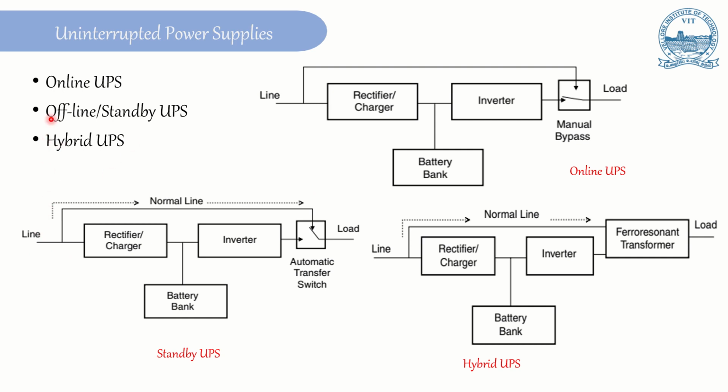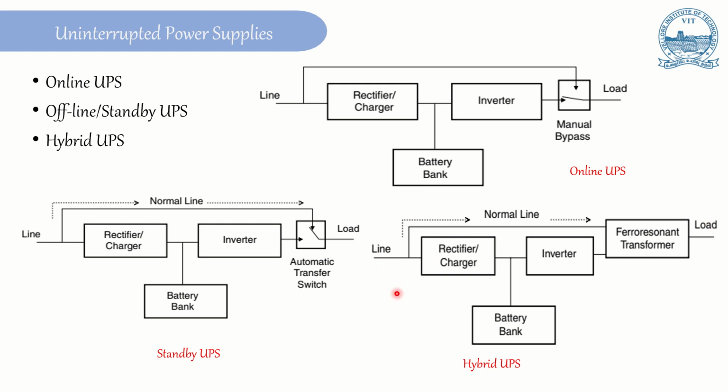And the next case is your hybrid UPS. In the hybrid UPS, it is going to be the combination of your online UPS and offline UPS. And what makes the difference here is that instead of the automatic transfer switch, here we have a ferro-resonant transformer. So the CVT, which we discussed at the very beginning, is being used here. This ferro-resonant transformer, under normal or under voltage condition, the power flow will be from line to the ferroresonant transformer to the load.